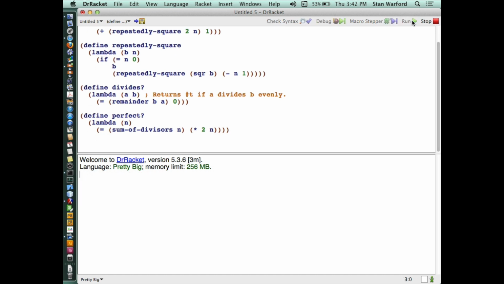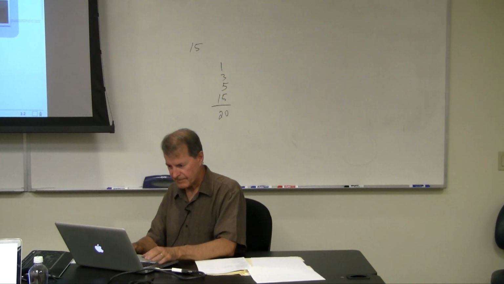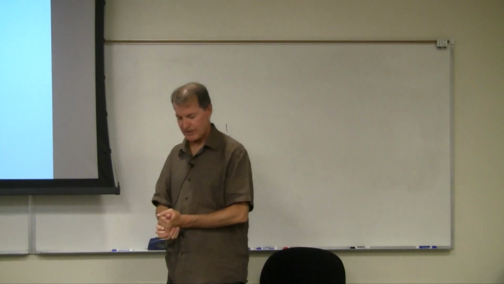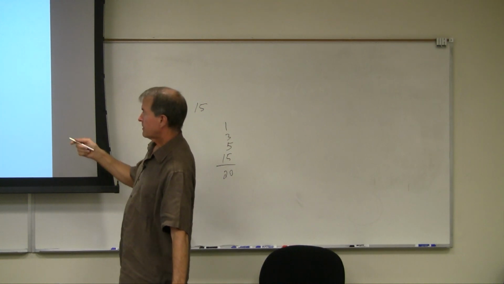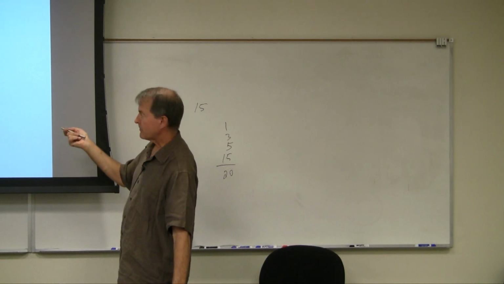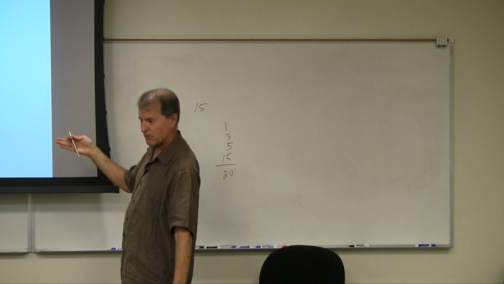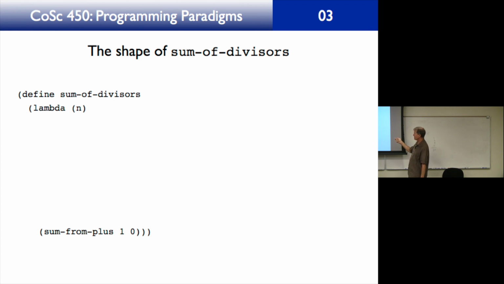Let's make sure it doesn't have any syntax errors, and it works. Okay, now comes the tricky part. Now look, you guys, here comes, this is kind of tricky. Now, all we need to do is write sum of divisors, right? And then everything, and we'll have if it's perfect. Now, here is the shape of sum of divisors. This is what it's going to be shaped like.